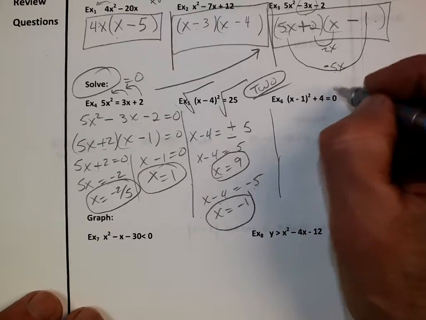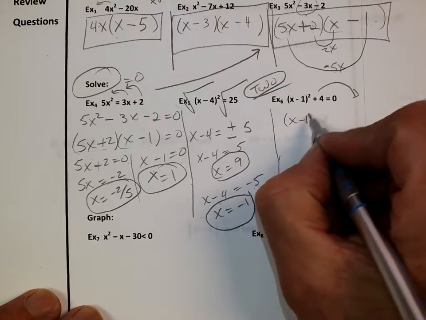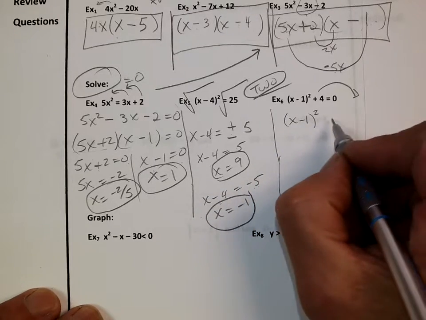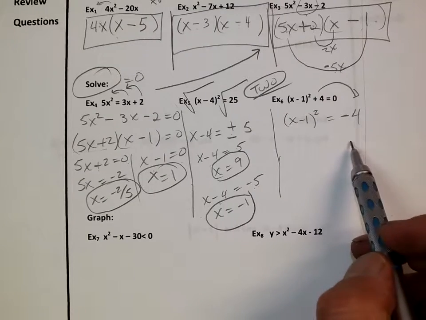It's similar, but let's bring the 4 over first, okay? So we'll have an (x minus 1) squared equals negative 4. Now already, before I do anything, I know I'm going to have an i answer. I will have an i answer because I'm going to take the square root of a negative, right? I will have an i.